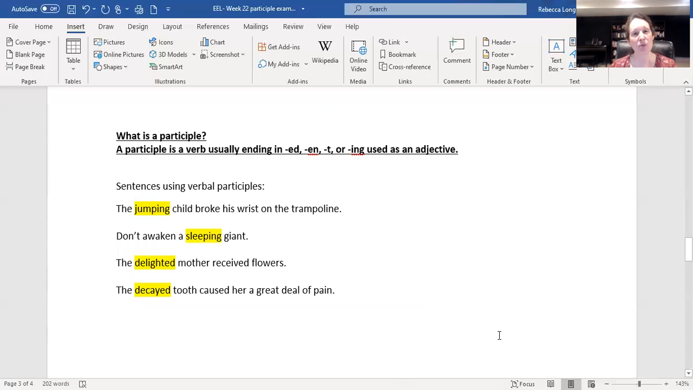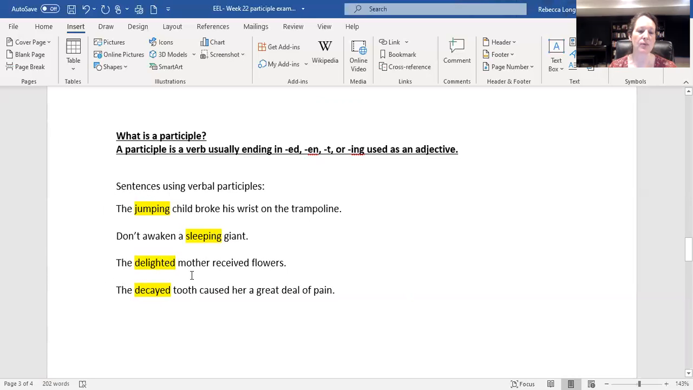Okay, so this is where it gets a little confusing when we get into gerunds, and we're going to talk about that in a minute. But if you see a present participle verb form used as an adjective, it is called a participle. So let's look at this. The jumping child broke his wrist on the trampoline. What kind of child? The jumping child. It's not an action here, it's a describing word telling me what kind of child. Don't awaken a sleeping giant. What kind of giant? The sleeping giant.